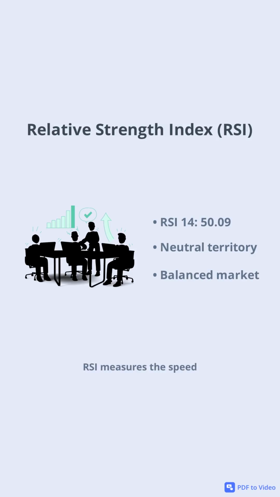RSI measures the speed and change of price movements. Meta's 14-day RSI is at 50.09, which is considered neutral. The 21-day and 28-day RSIs are slightly lower, at 47.85 and 46.79 respectively. These readings suggest that Meta is neither overbought nor oversold, and the market is in a balanced state. RSI momentum is slightly negative, hinting at a mild loss of upward drive.